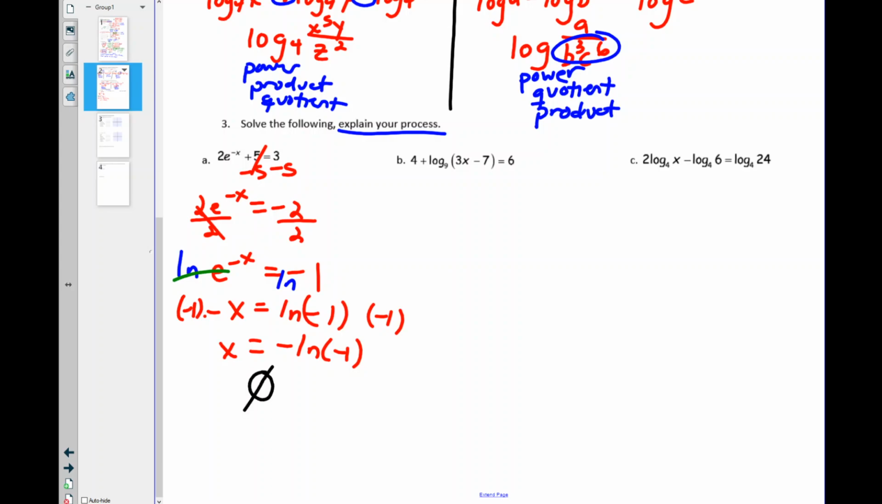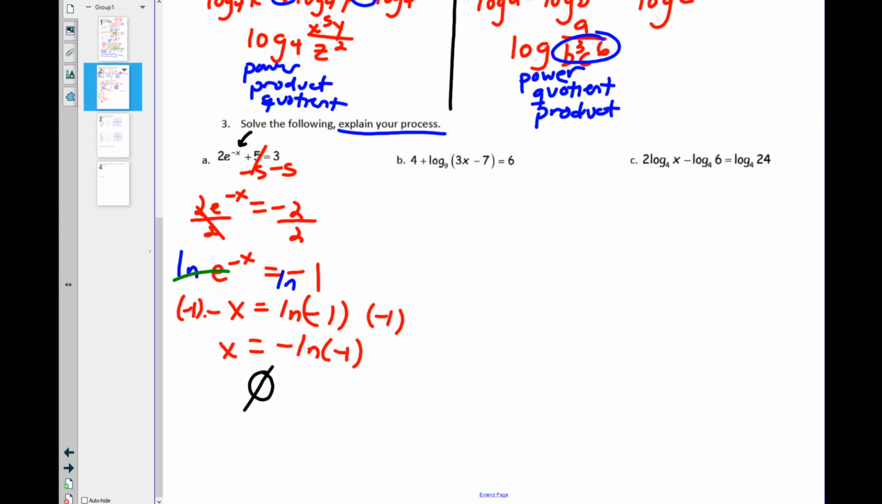Whoa. But Mr. Romero, you just finished telling me that I don't have to check for extraneous. I didn't check for extraneous. It's just there was no solution. It's not because it's extraneous. It's just there is no real number that you can put in for x here to make this true. Any questions there?